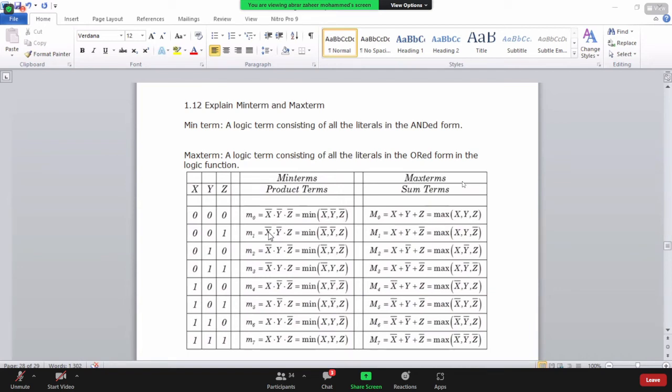So min terms are represented by small m, and max terms are represented by the capital M. These are the max terms. For 0, 0, 0, the max term will be X plus Y plus Z. These are for the three variables.